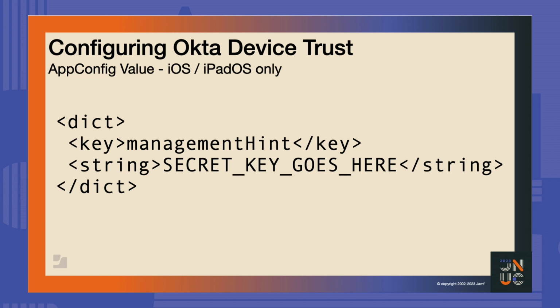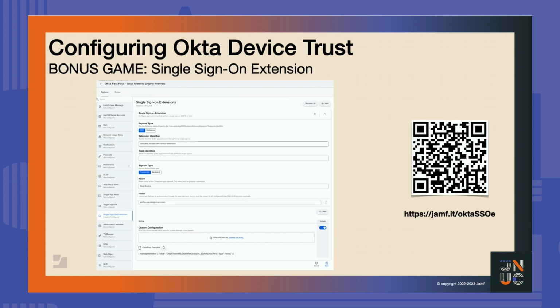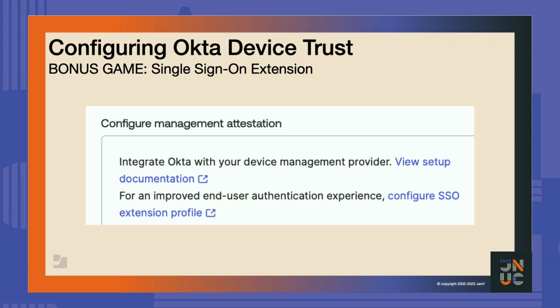There's that pretty version of it. Secret key goes here. Whoops, can we go back one? Now, when you're setting up the management attestation, there's this itty bitty tiny link inside there that says something Okta really wants you to do.